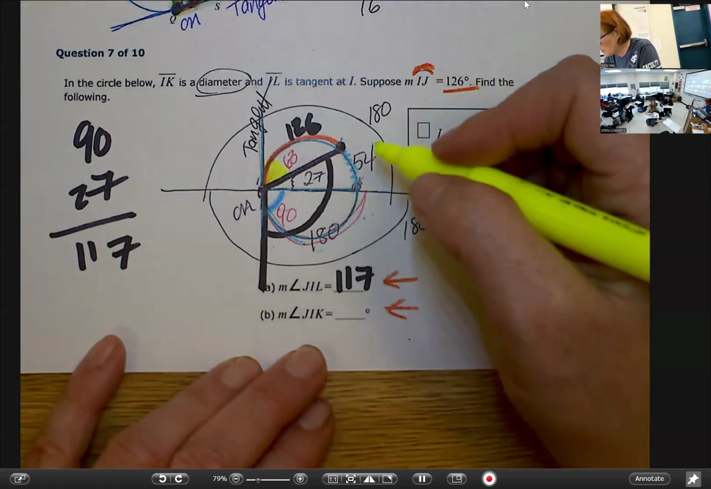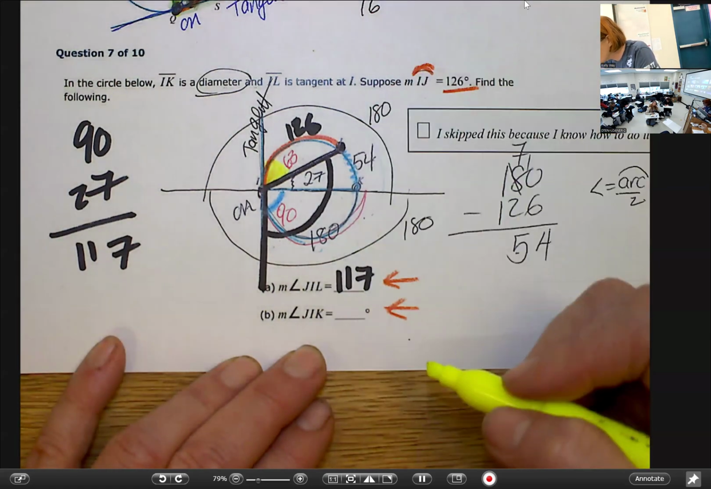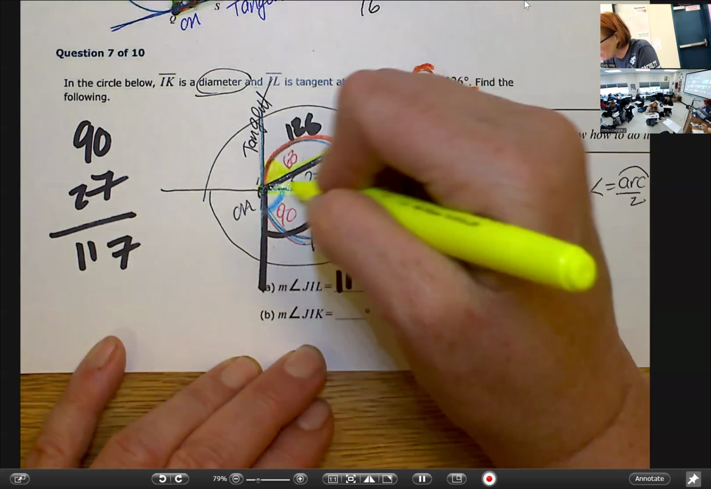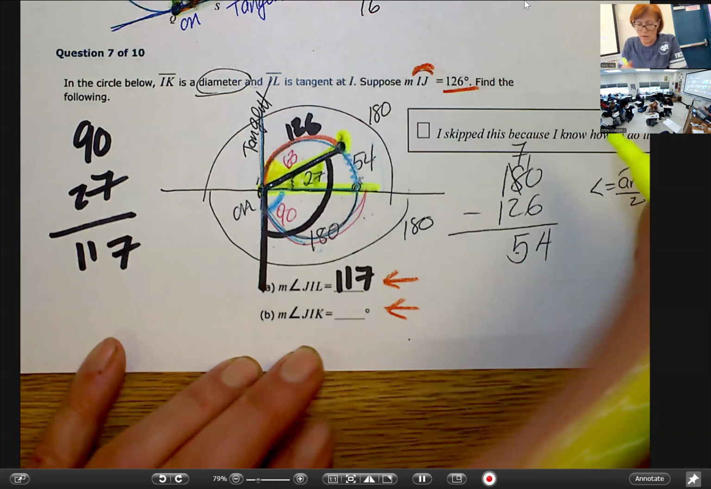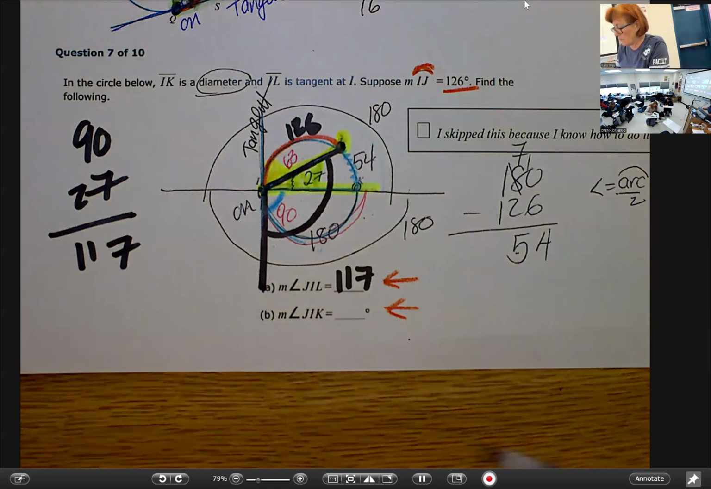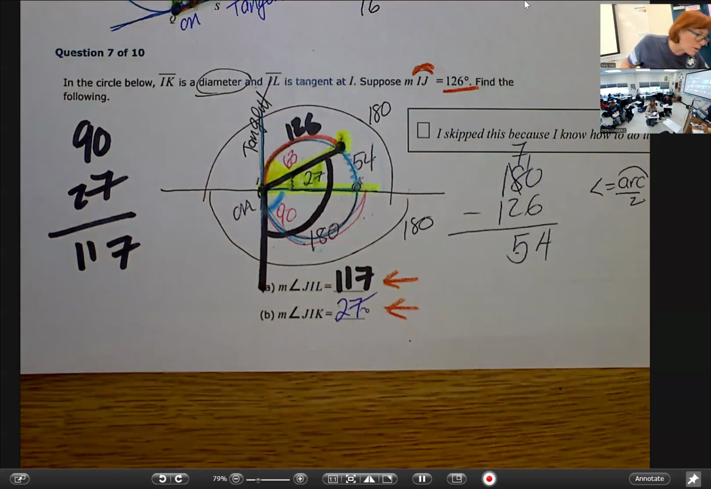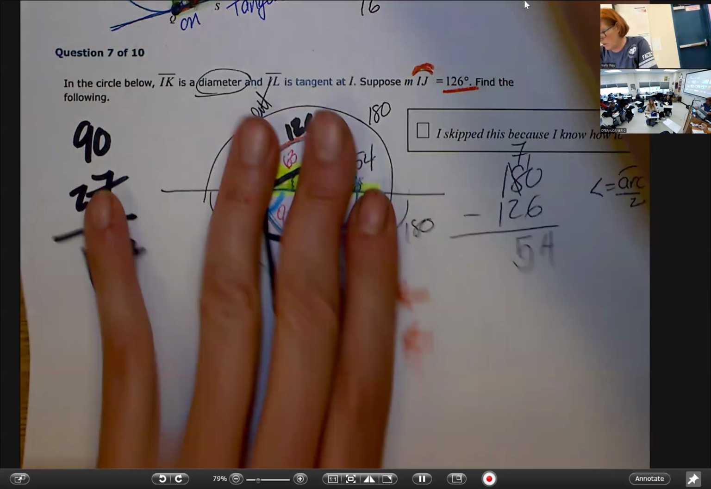Where'd J go? Is that J? Darn. Is this J right here? That's J? Yeah. J-I-K. We already have it. What is it? Yeah, you got it. 27. All right, moving right along. Good deal.